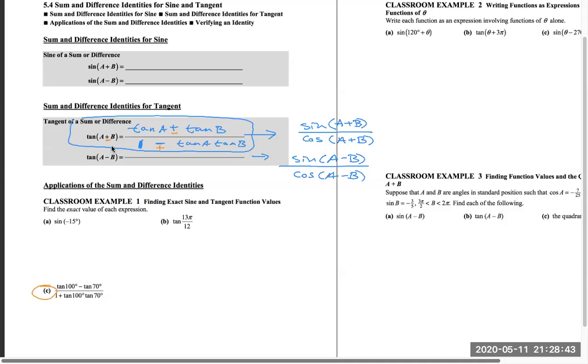Tangent, like sine, shares signs. So if you have a plus on this side, you have a plus on the top and then minus on bottom. So you see that for this, we have a minus on top and a plus on bottom. So that's an indicator that this is going to be a difference identity for tangent.